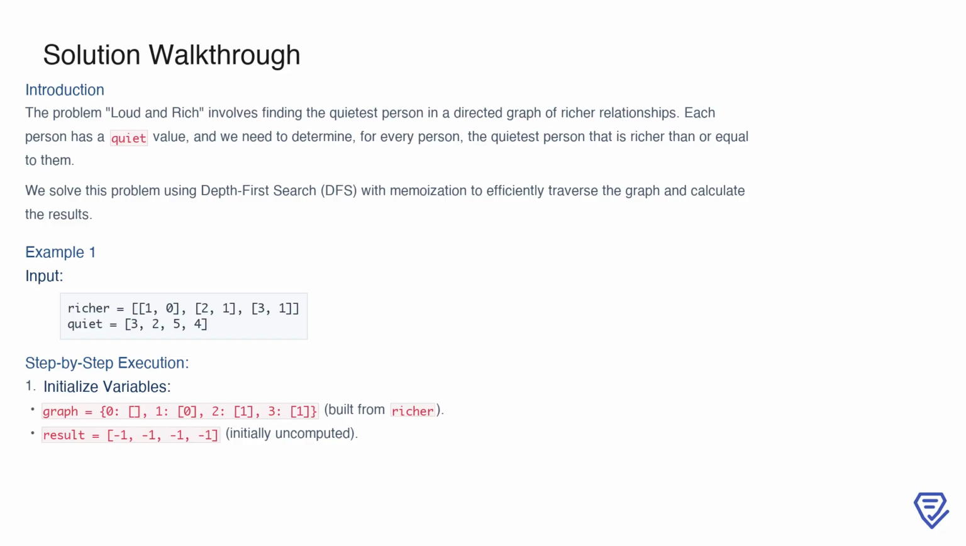For example, consider the input where the richer relationships are defined as [1, 0], [2, 1], [3, 1], and the quiet values are 3, 2, 5, 4. First, we initialize the graph based on the richer relationships, resulting in graph equals 0: [1], 1: [2, 3]. Additionally, we set up a result array as -1, -1, -1, -1, indicating that the quietest person for each node has not yet been computed.